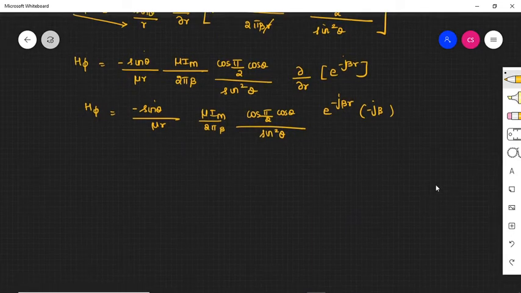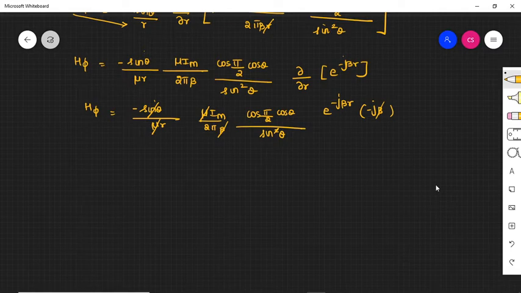So the terms that can be cancelled are, here 1 sin theta can be cancelled. Here mu can get cancelled. Check for any other terms. This beta can get cancelled. And I think that's all. You've cancelled out all the terms.